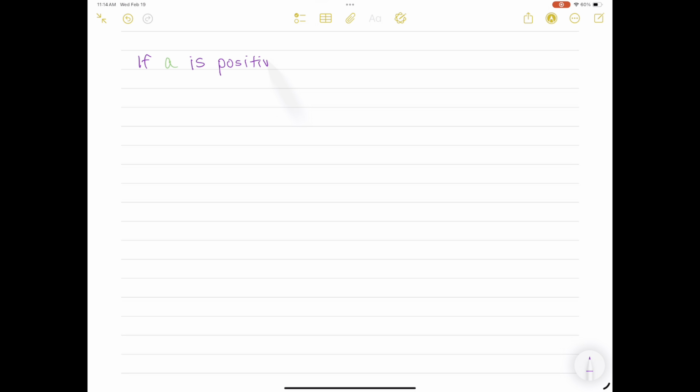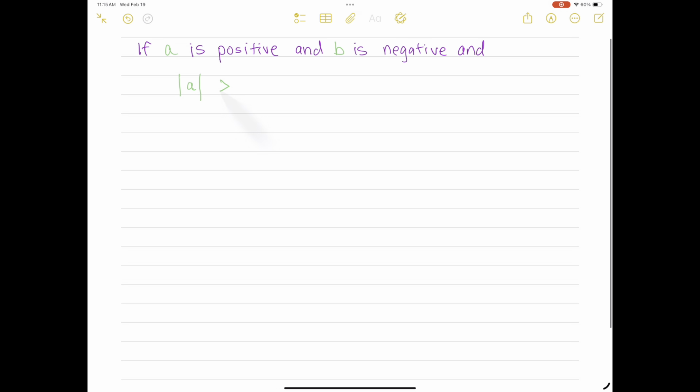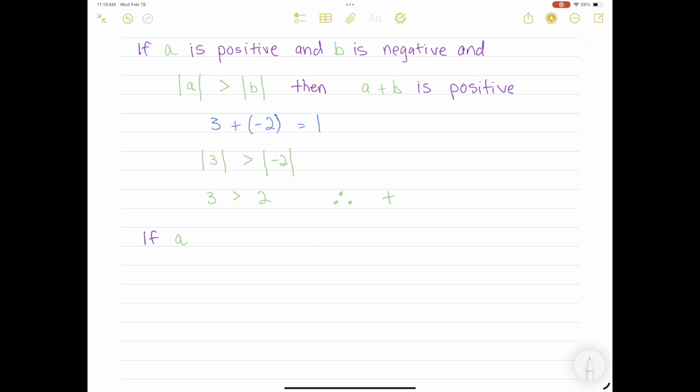If A is positive and B is negative, and the absolute value of A is greater than the absolute value of B, then A plus B is positive. For example, 3 plus -2 equals 1. Since the number with the larger absolute value, in this case 3, is greater than -2, which has the absolute value of 2, the sum is positive. The three triangle dots mean therefore, so therefore positive.